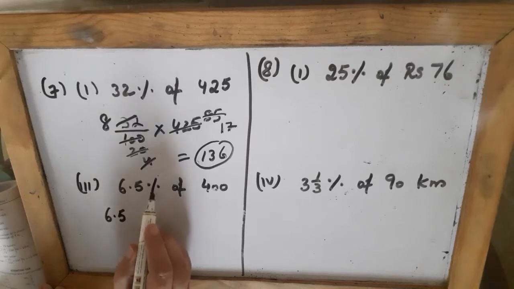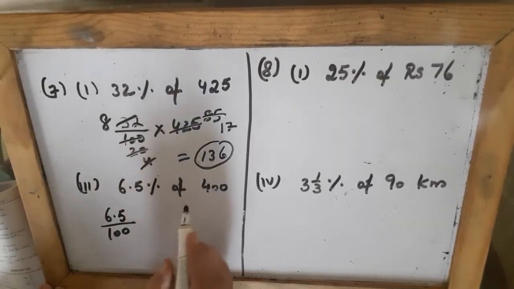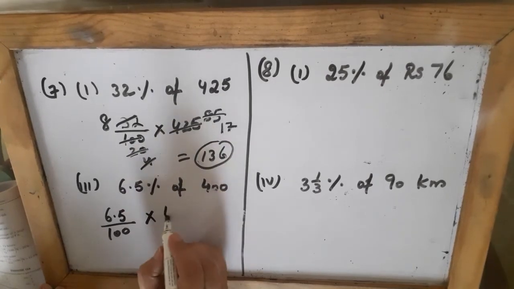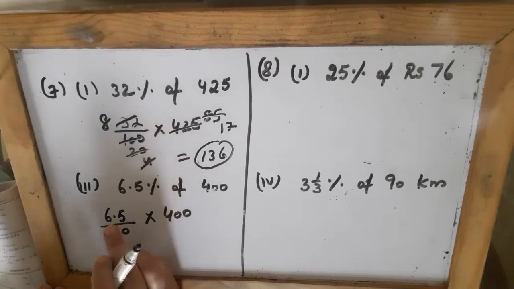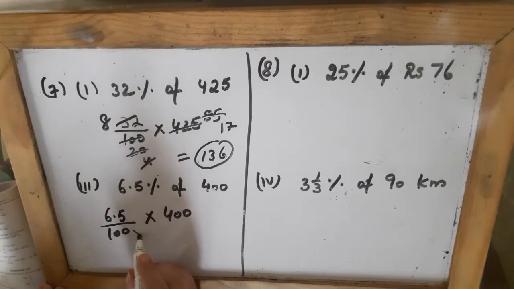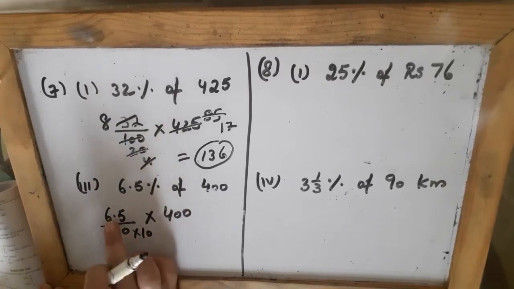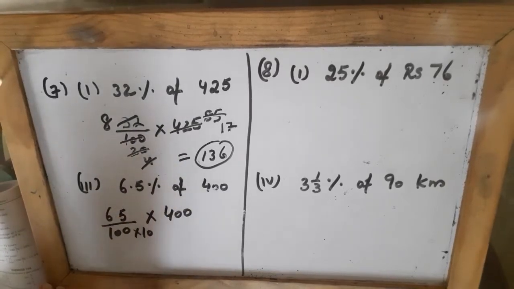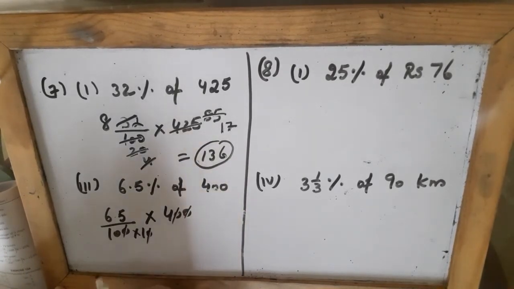6.5 percent means per 100, so you convert this into a fraction of 400. Now what you can do is remove the decimal sign. How? By multiplying with 10, because there is one digit after the decimal and the decimal sign gets removed. Now solve it. 0 0 gets cancelled, 0 0 gets cancelled.